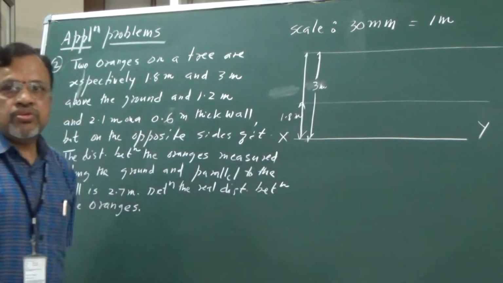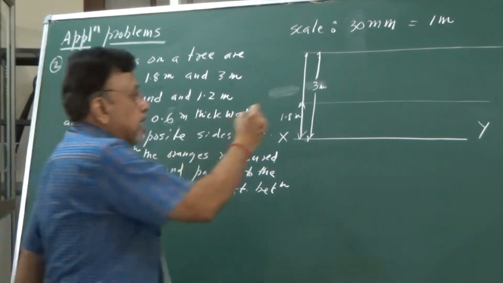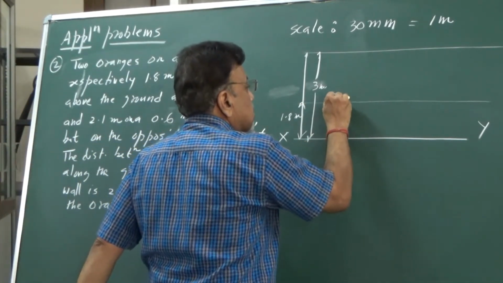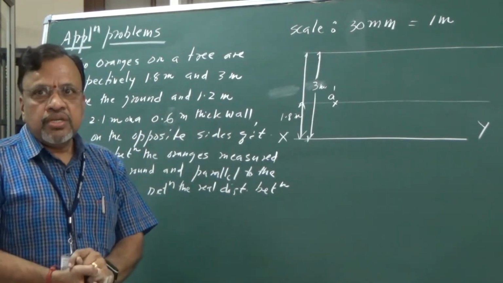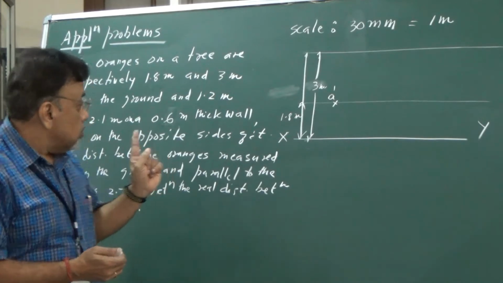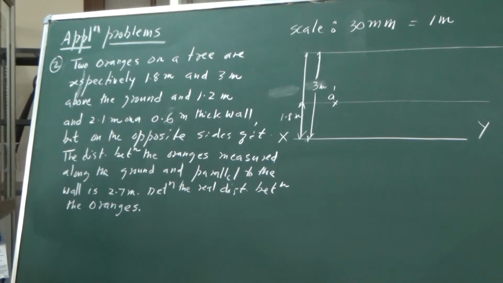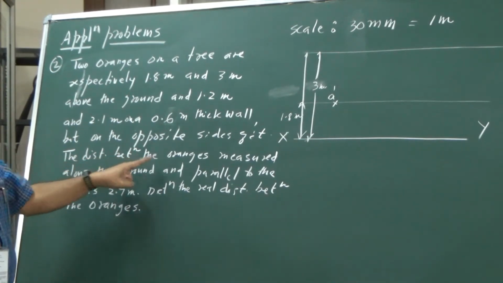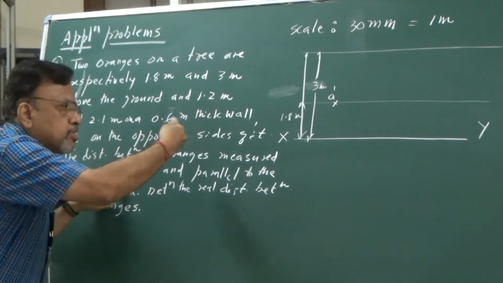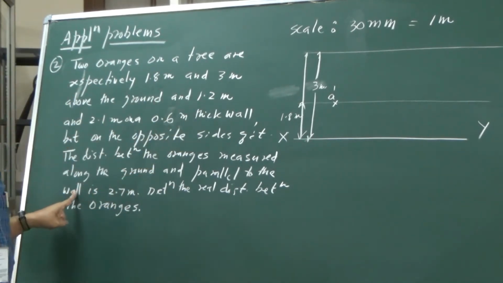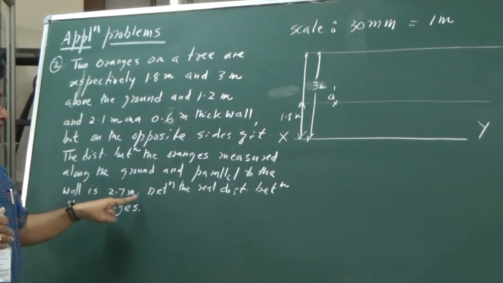I have just taken these 2. Now where do you put that? Let us start with one orange. Let us say this orange is here. Let us consider one orange as a dash. What about the other orange? With this particular statement I cannot locate it. So what is the other statement I was given? The distance between the oranges measured along the ground, XY itself is your ground now, and parallel to the wall. So the wall is in this way. Parallel to the wall is 2.7 meters.